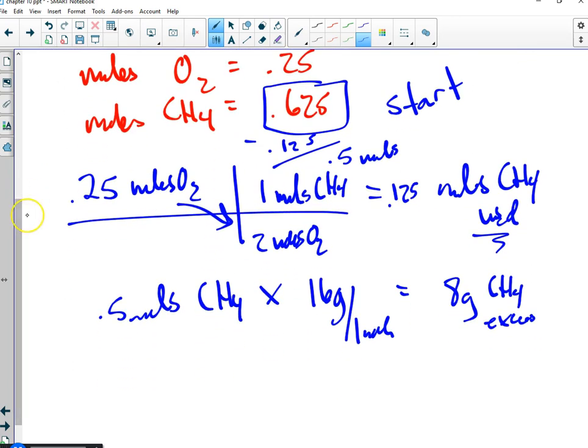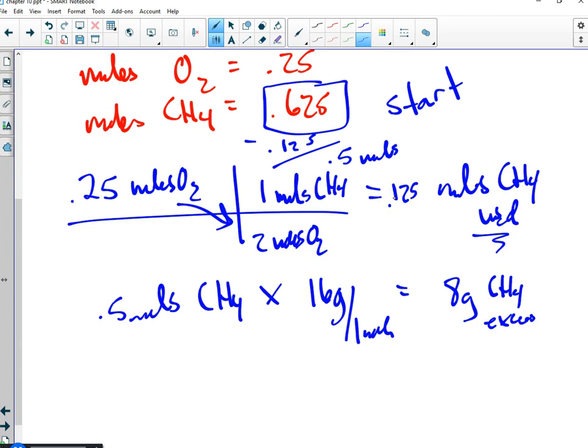All right, who understands the idea of it? Okay, I hope, because this isn't PV=nRT. That part's not PV=nRT at all. That's chapter 3, chapter 4, and every other chapter that we've done an excess reactant problem. You find your initial, then you use your limiting reactant to solve for the amount used.